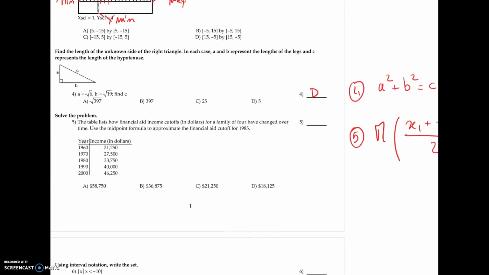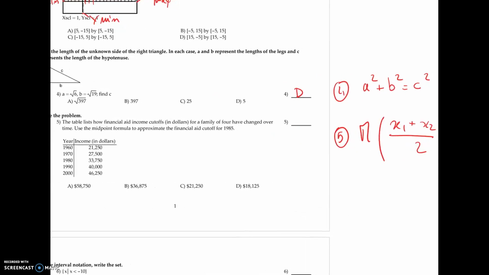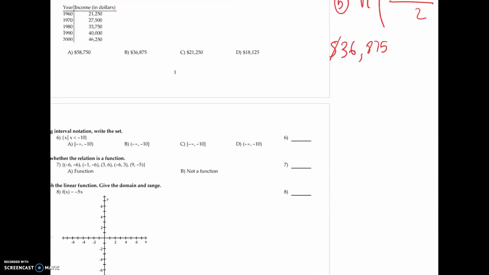So when you do that with 1980 and 1990, you end up with a midpoint in dollars for the cutoff. That is going to be, for problem number 5, equal to $36,875. And so the answer was B for number 5. I'll let you calculate that; you will see it's very easy. Let's move on to problem number 6.